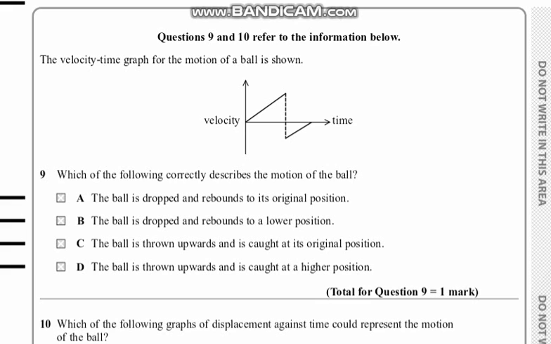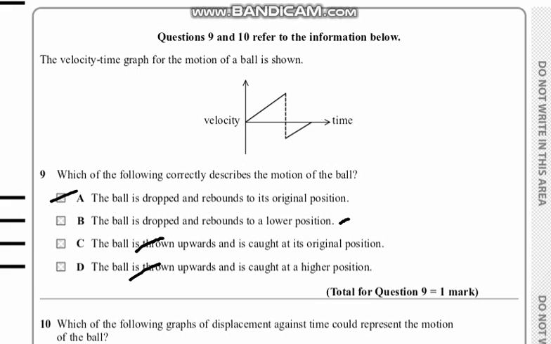The ball is dropped and rebounds to its original position. That's not true. The ball is dropped and rebounds to a lower position. Okay, fine. I'll just keep it, and then I'll go through other options. The ball is thrown upwards and is caught at its original position. Nope. If it's thrown upwards, it's opposite to what it's been drawn. It's being thrown downwards or being released. The ball is thrown upwards and caught at a higher position. Nope. So the only option we are left with is B.